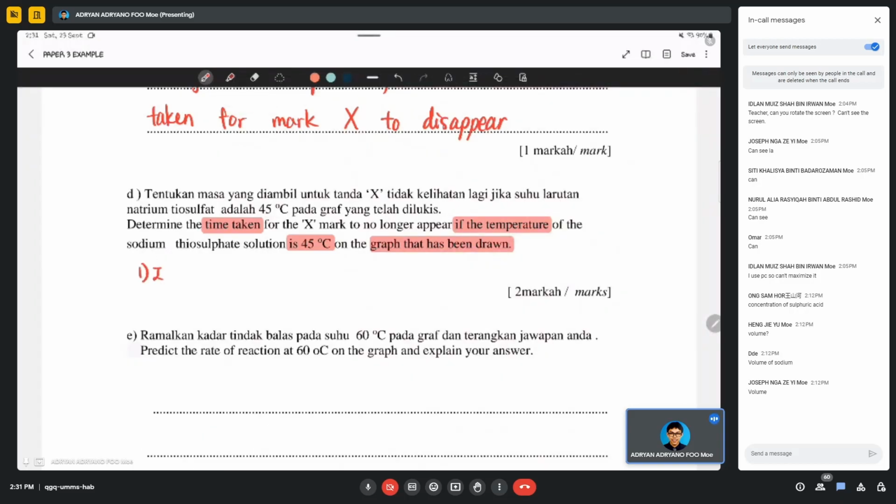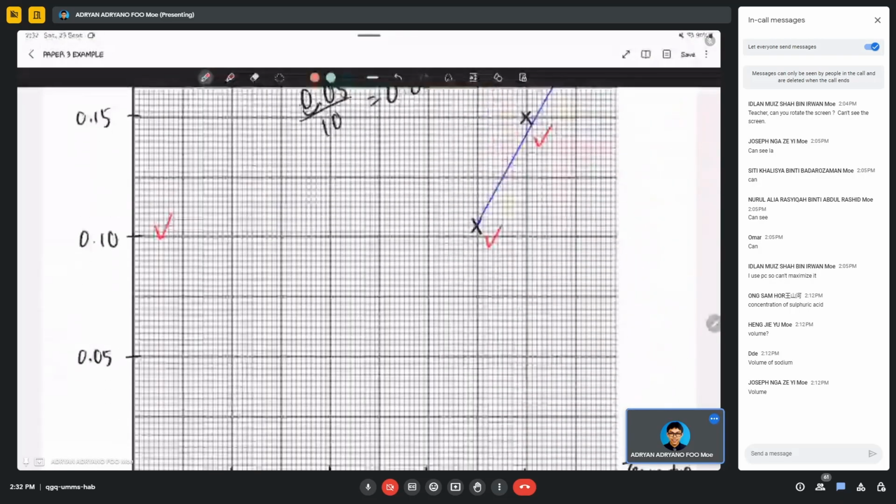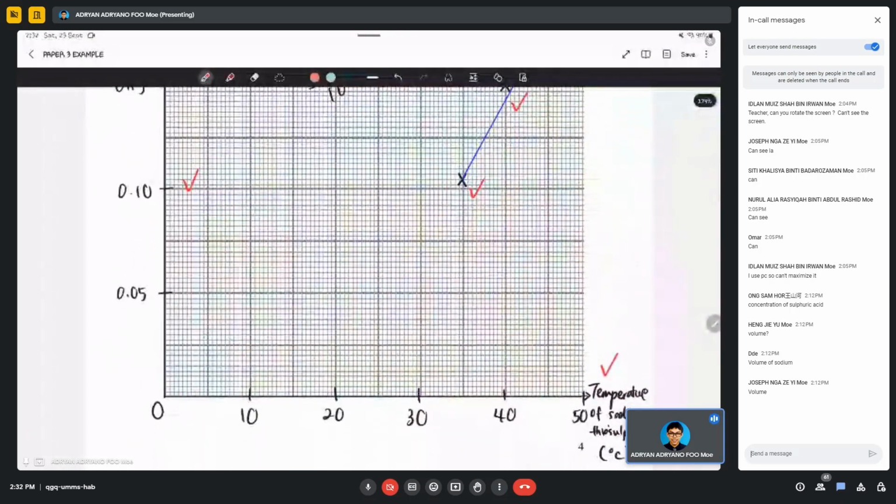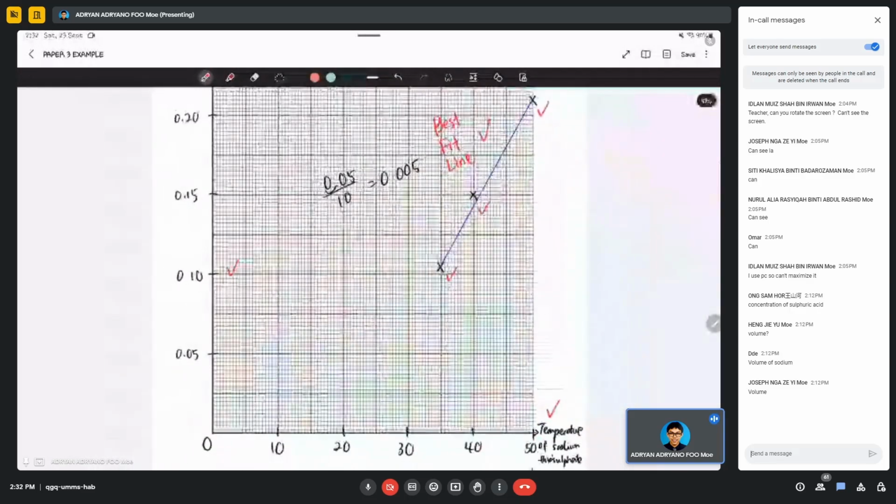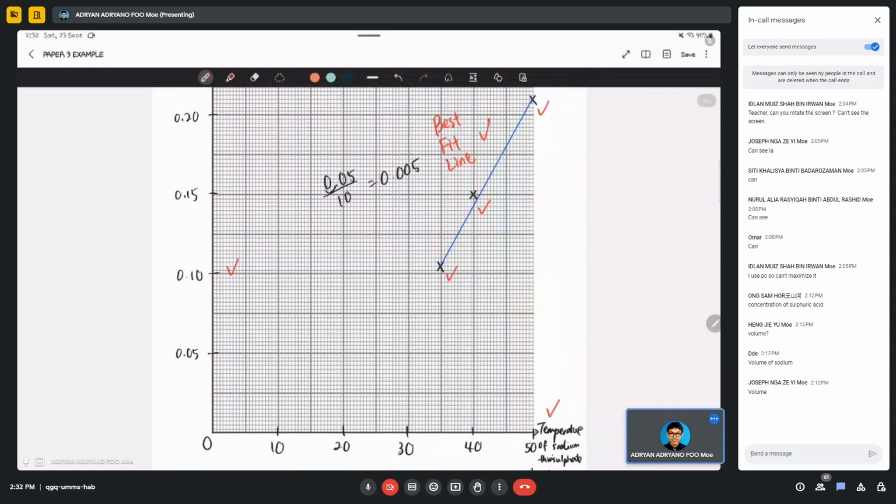It is through, first, what you learn in physics, interpolation, or you extrapolate the graph. Second, you just observe the value. Okay, what does interpolation mean? You see, go back to the graph. They said they want 45 degrees, right? So at 45 degrees Celsius I draw a line. Don't draw a straight solid line, draw dotted lines.